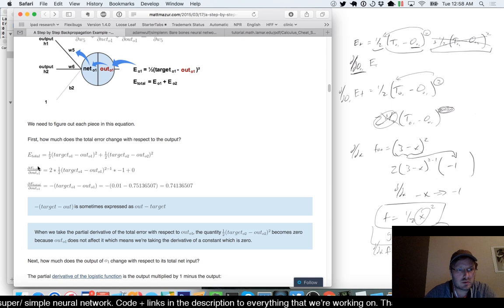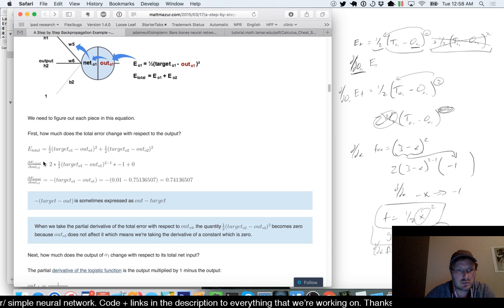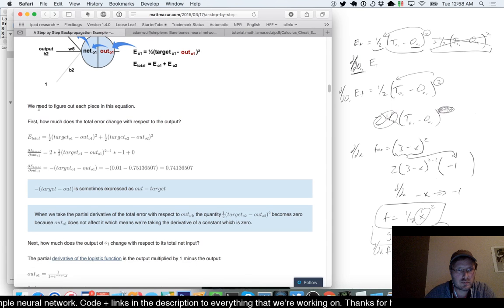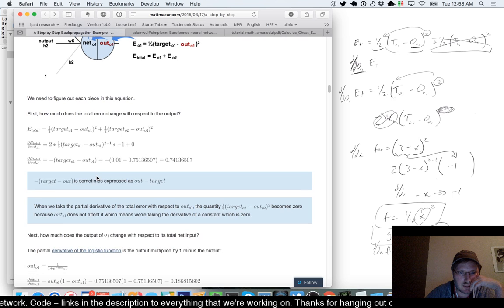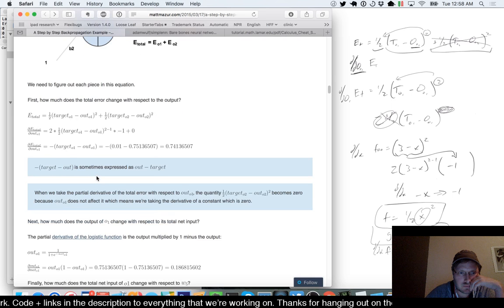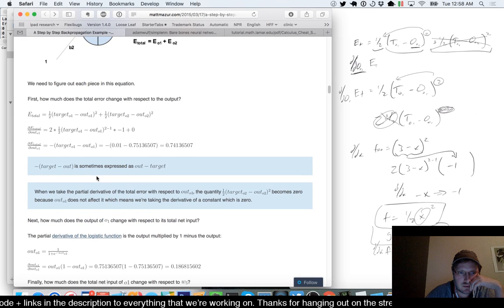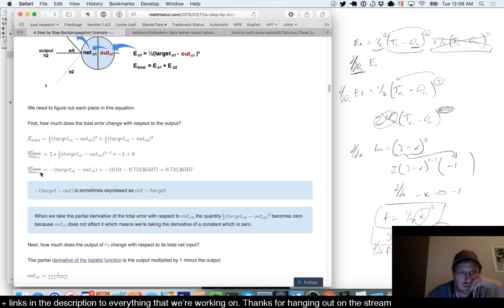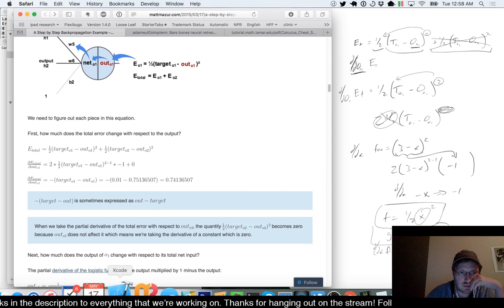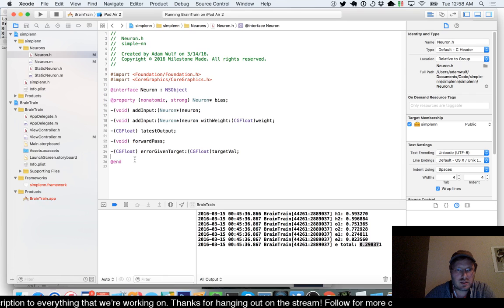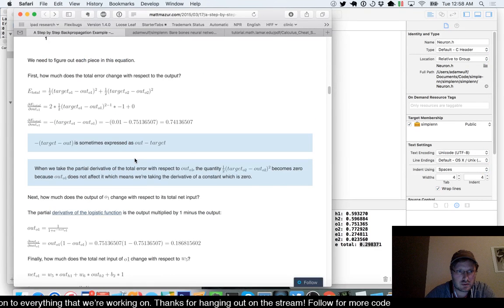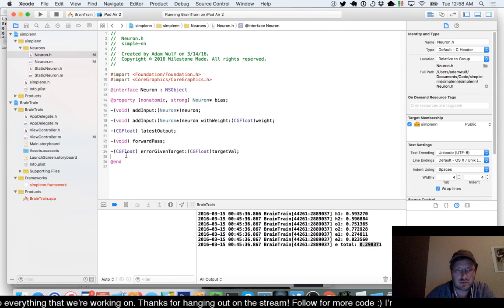So we need to calculate. How are we going to put this into a method? We just want to say, so this is derivative out versus derivative target. Do we need to put that in? I don't think we need to, yeah, that's fine.